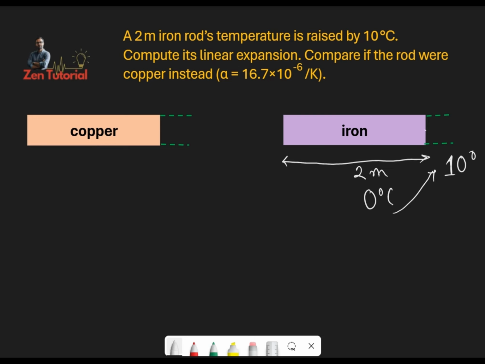So how much the expansion here, del L, that we have to calculate, as well as for the copper, it was initially 0 degrees Celsius and of course 2 meters, and the temperature rises up to 10 degrees Celsius. This amount of length is enhanced or expanded. So this is, let's say, copper, and let's say here iron, Fe.